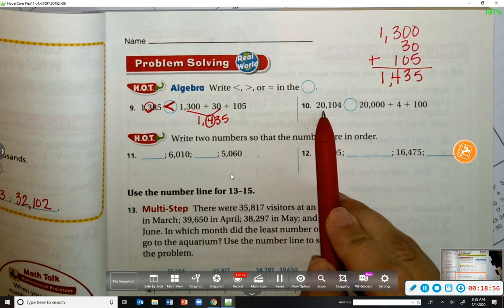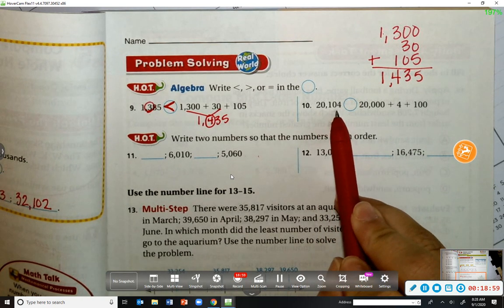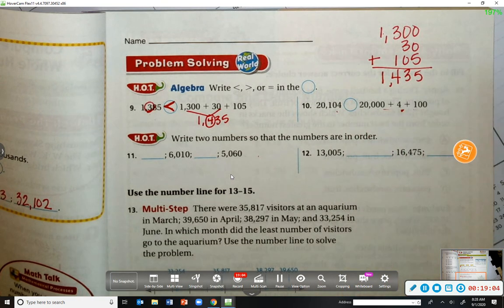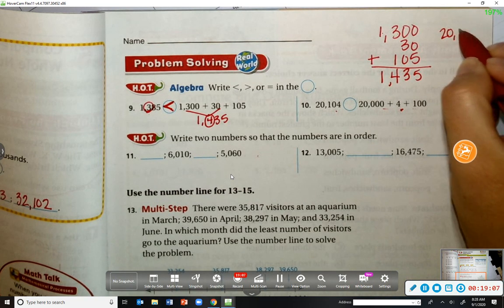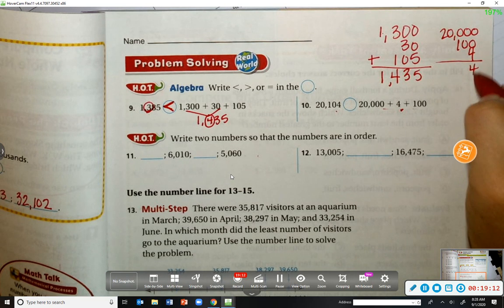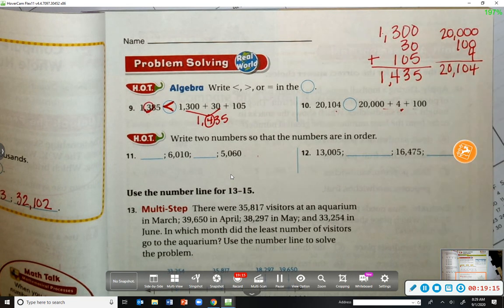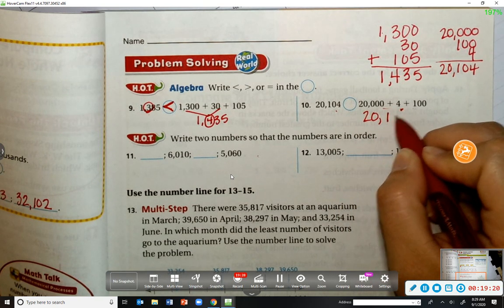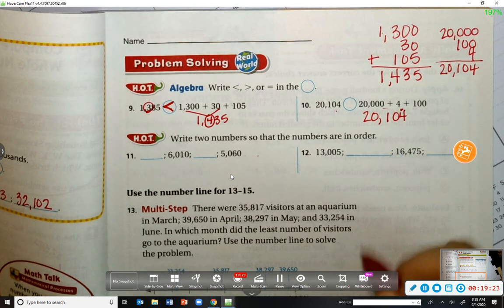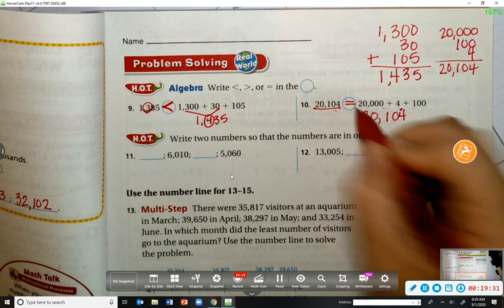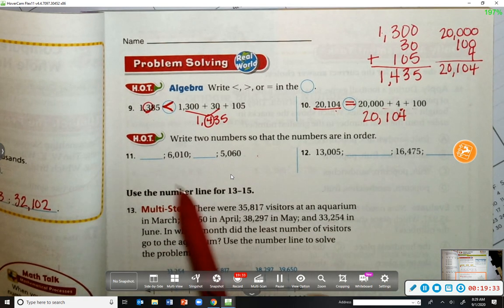Okay, so same thing on number 10. You have a standard form number on the left, but then you have some expanded form over on the right. So all you need to do is add these up. 20,000 plus 100 plus 4. So this number actually ends up being 20,104, and we have the same exact number over on the left. So what symbol should go in the middle? Equals. Okay.